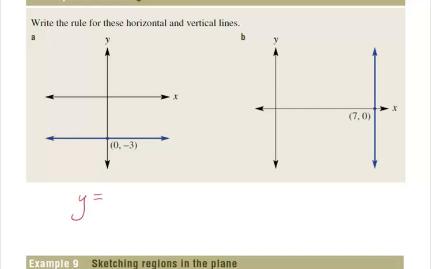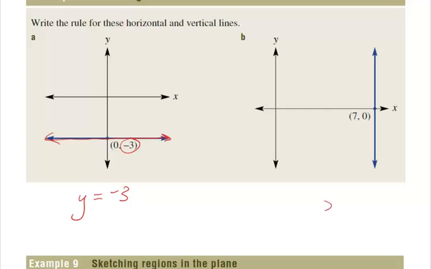X is going to be lots of things. Y is always going to be -3. We know this because y is -3, and we know that this line goes on perpetually. So x can be literally anything, but y is always going to be -3. So we've agreed that we're going to call that y is -3.